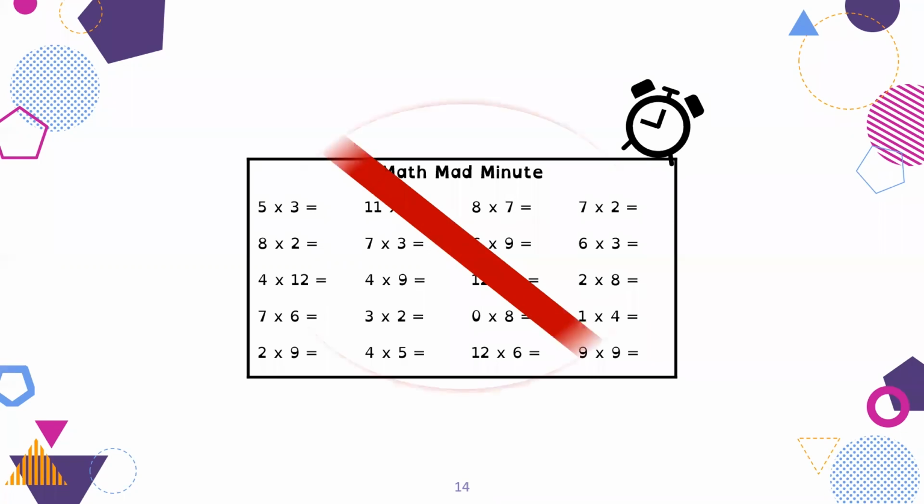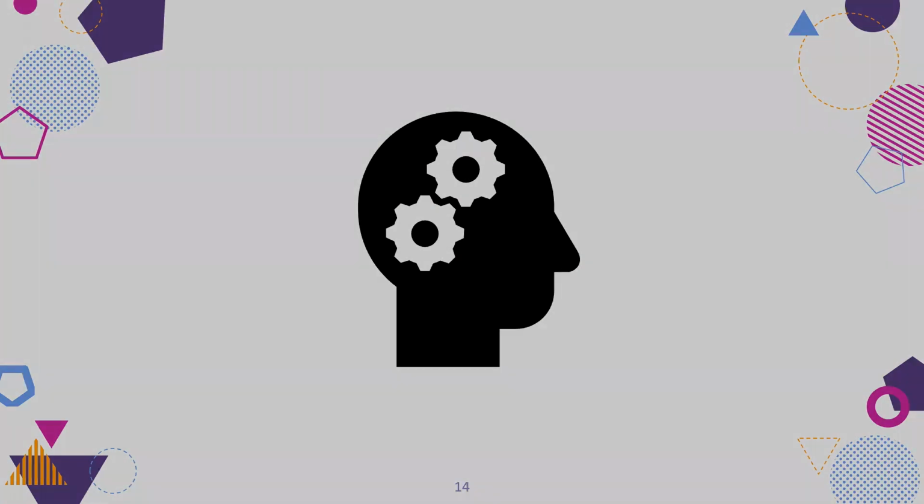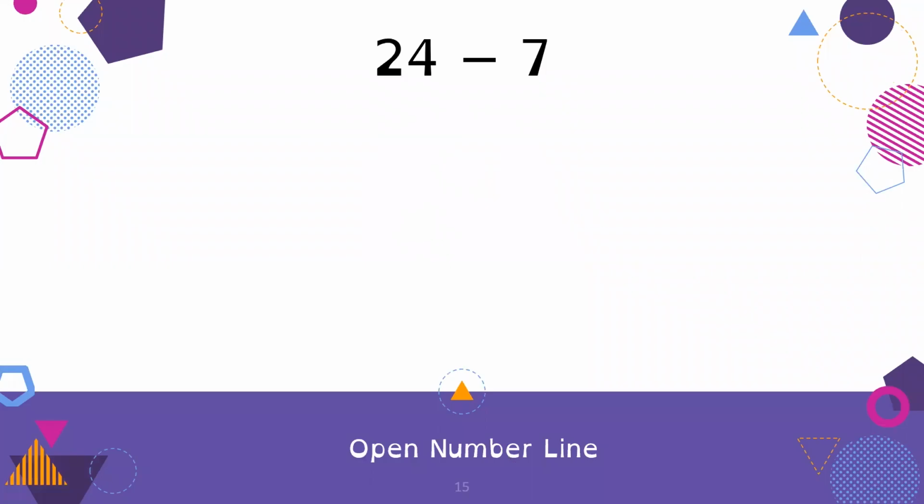So instead, we focus on developing strategies that you can use in various situations and can feel comfortable with. The point of the strategies that we're working on is comfort, so that you are able to do it whenever it makes sense for you and you have control. So today's question is 24 take away 7. And we're going to use an open number line, which isn't something that I was introduced to in elementary school, but I find really, really useful.